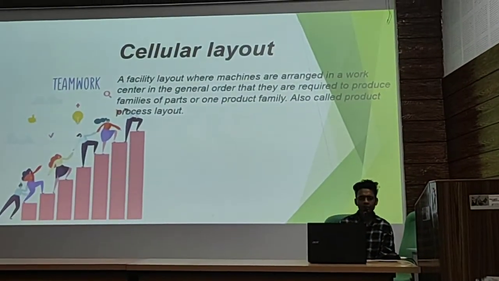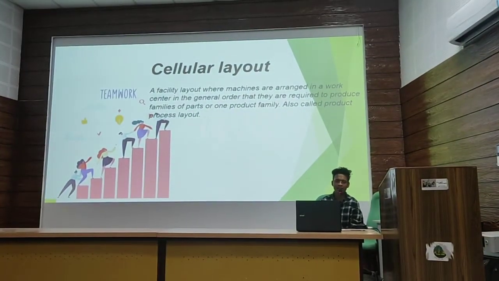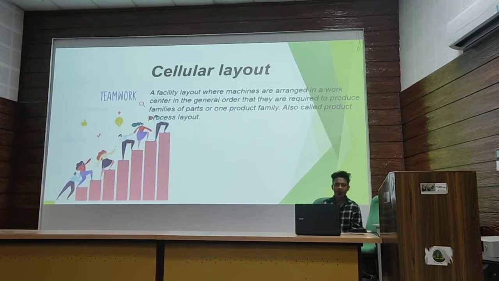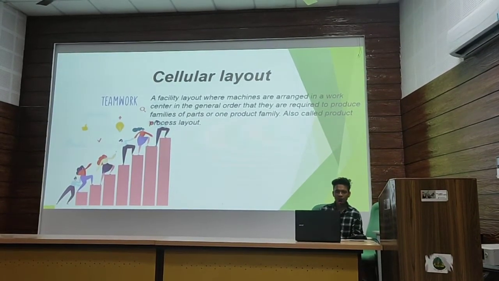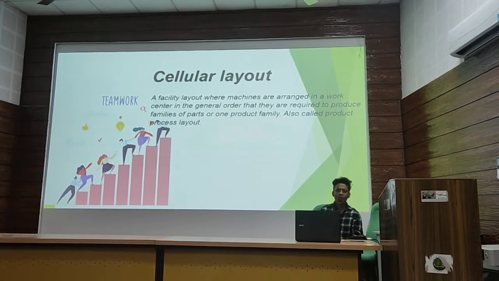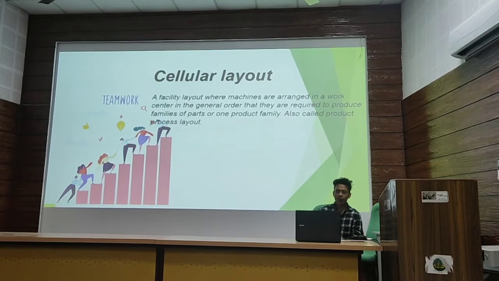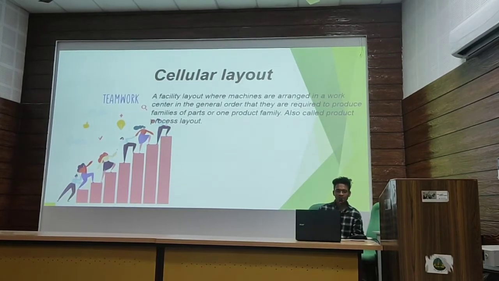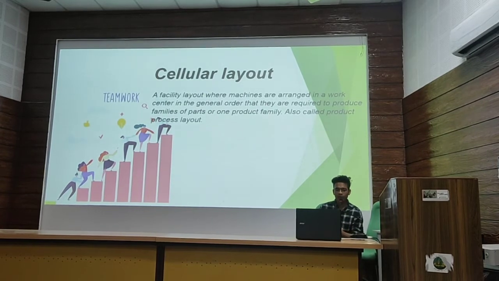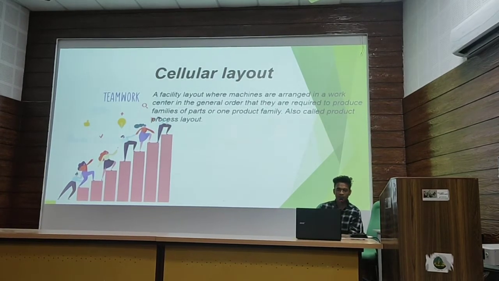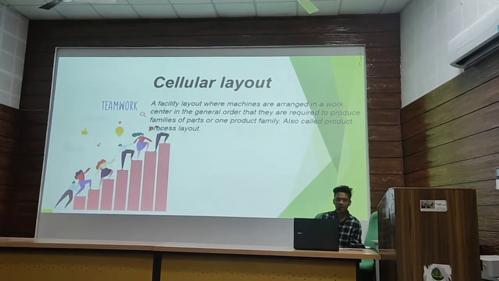So first of all, what is cellular layout? Cellular layout is a facility layout where machines are arranged in a work center in the general order in which they are required to produce families of parts or one product family, which means that one product has many parts, so each part goes through a different machine. It is also known as product process layout.